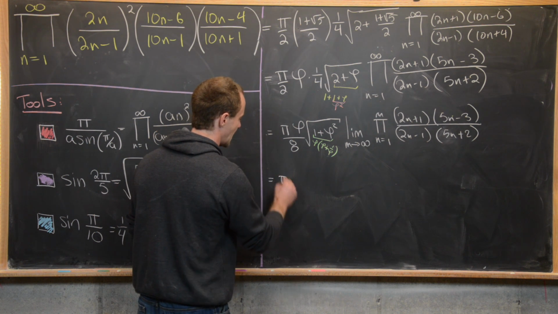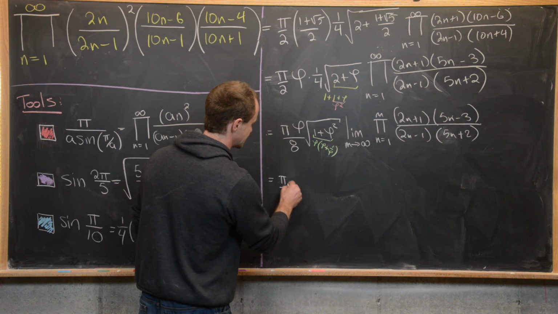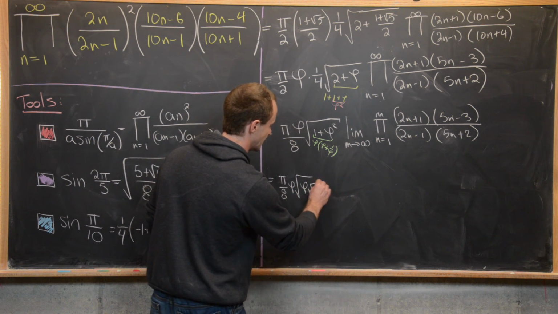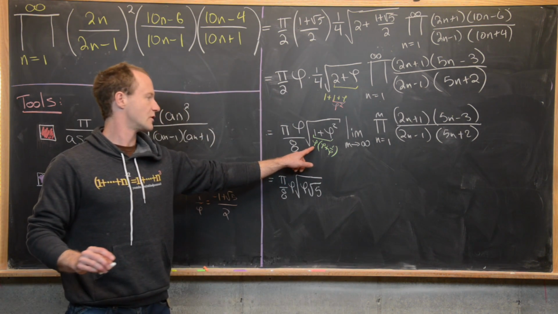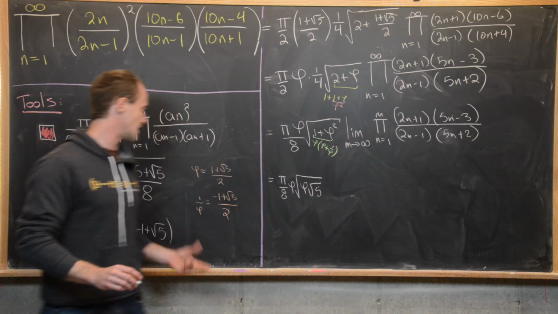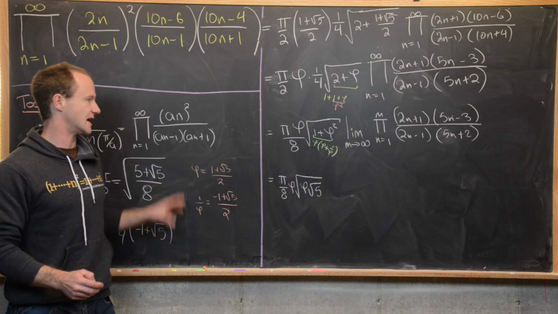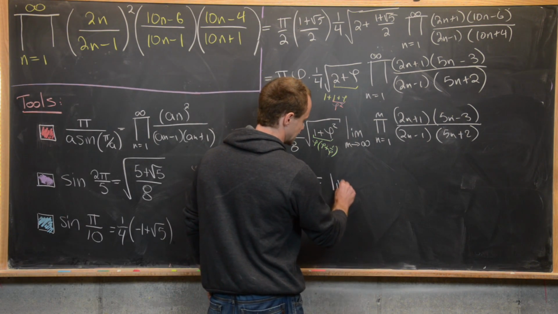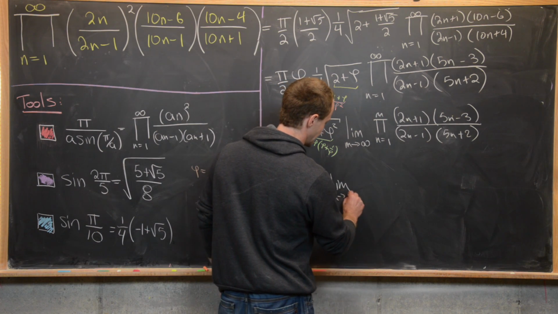So we're going to have pi over 8 times phi times the square root of phi times the square root of 5. Where the square root of phi came from this one right here, then the square root of 5 came from this right here, recalling these kind of setups. Nice. Now the next thing that I'm going to do is notice I've got this limit as m goes to infinity.